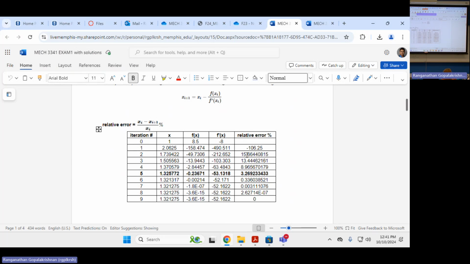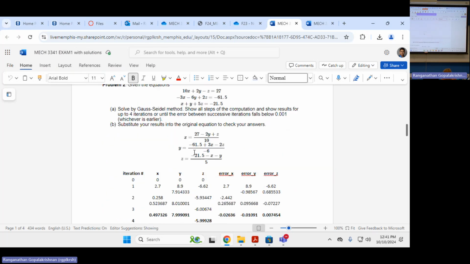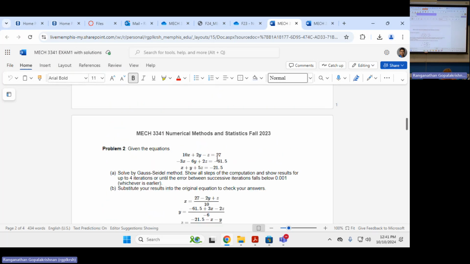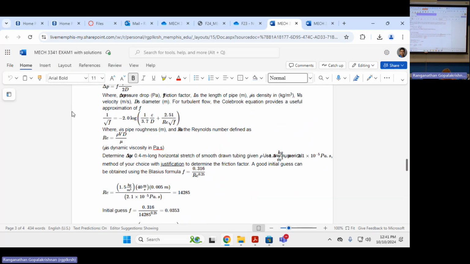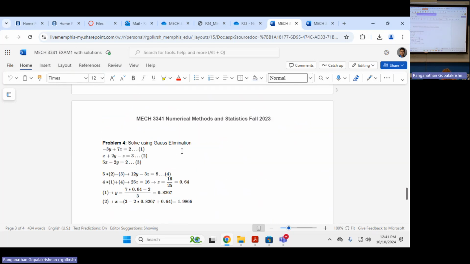Remember, in the quiz, you don't get to use Excel sheet. You have to do everything manually. So I might ask you the first 3 or 4 iterations. Okay, so you have to compute the X value and keep computing the relative error, like we did in the quiz. So try these problems, bisection method. Here is Gauss-Seidel method. And then here is again, I think this is Newton-Raphson with one ugly physics-based equation that you have to solve. And again, Gauss elimination.